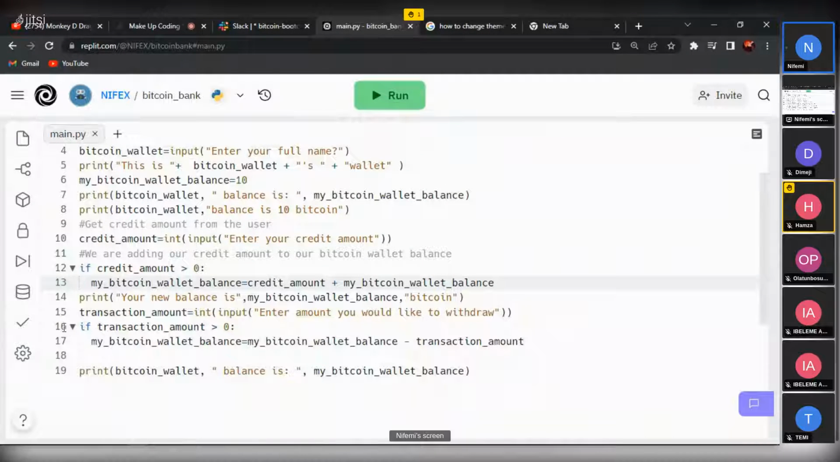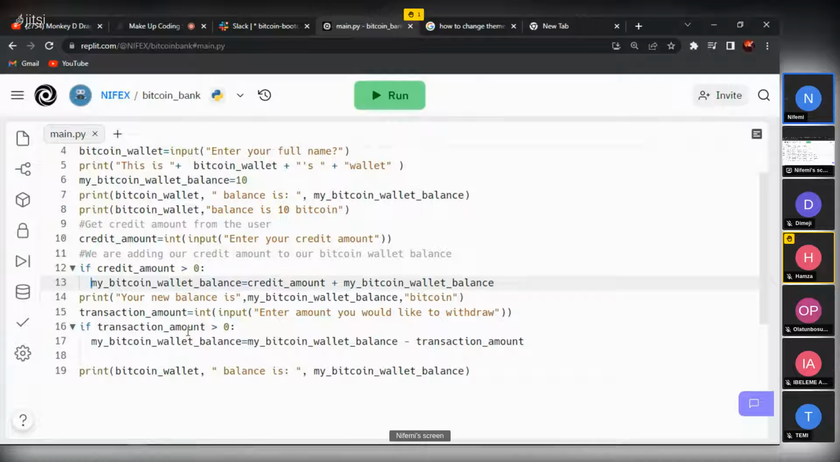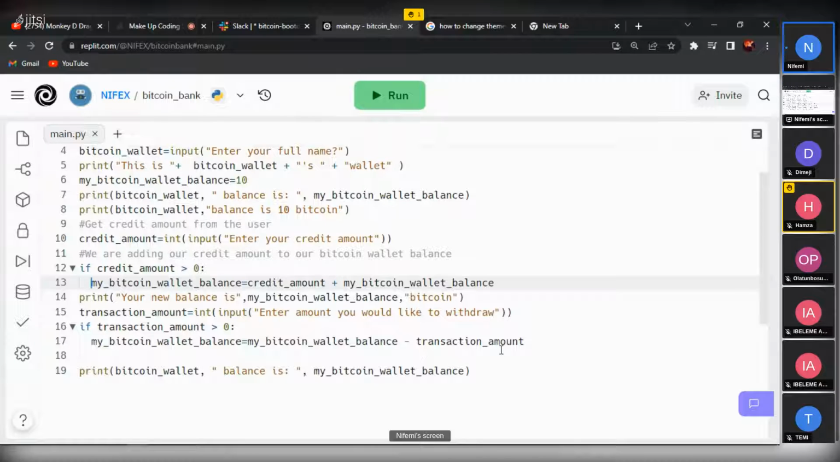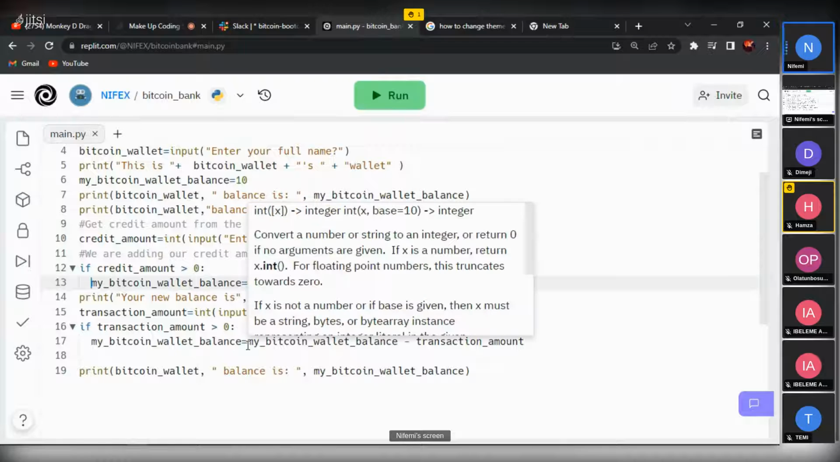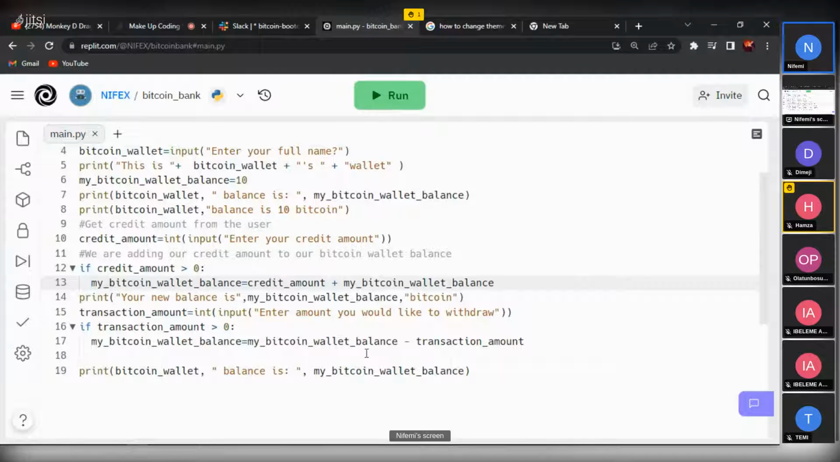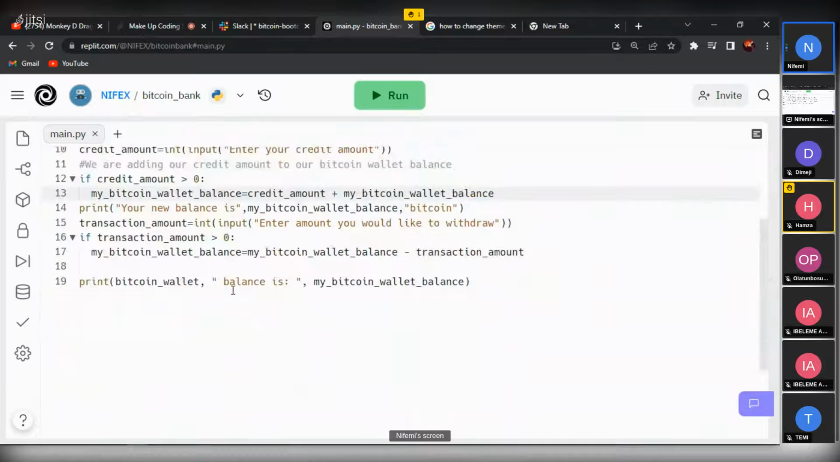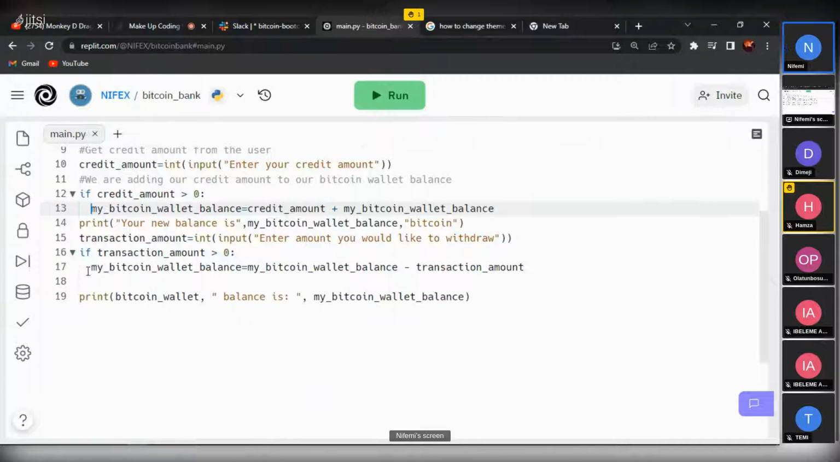So we have an if statement here again saying if transaction amount is greater than zero, then my Bitcoin wallet balance equals my underscore Bitcoin wallet balance minus transaction amount, meaning the amount that we have in our wallet balance already, then minus the amount we would like to withdraw. Then once that's executed, we print Bitcoin wallet balance is my Bitcoin wallet balance, meaning this Bitcoin wallet balance is referring to what is here again, which is your name, and then balance is my Bitcoin wallet balance, which is what we got from here.